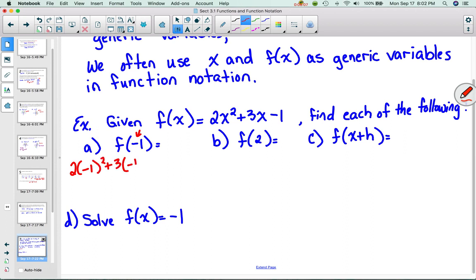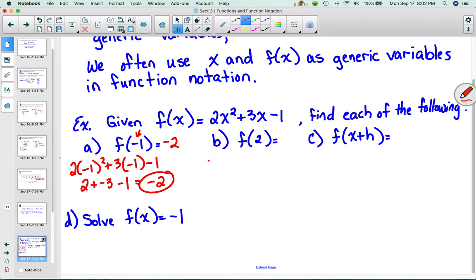Now I recommend that you always put parentheses around the value that you're dropping into that variable so that you don't make a mistake, especially right here. We're squaring a negative 1. We get 1 when we do that, so we're going to have 2 plus negative 3 minus 1. So we get negative 2. So we would say f of negative 1 equals negative 2.